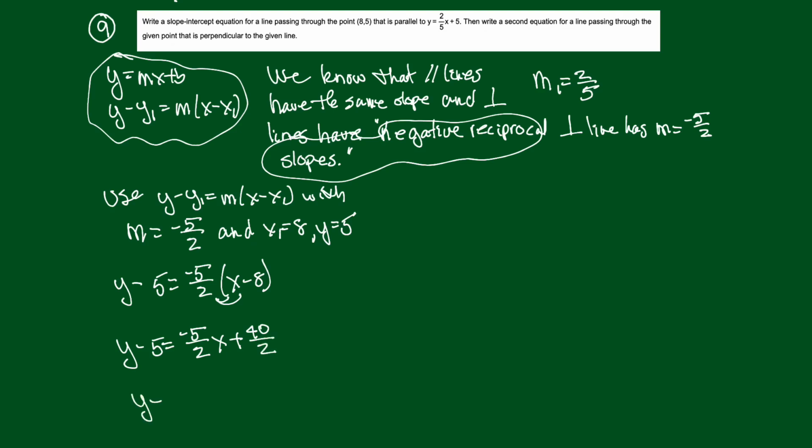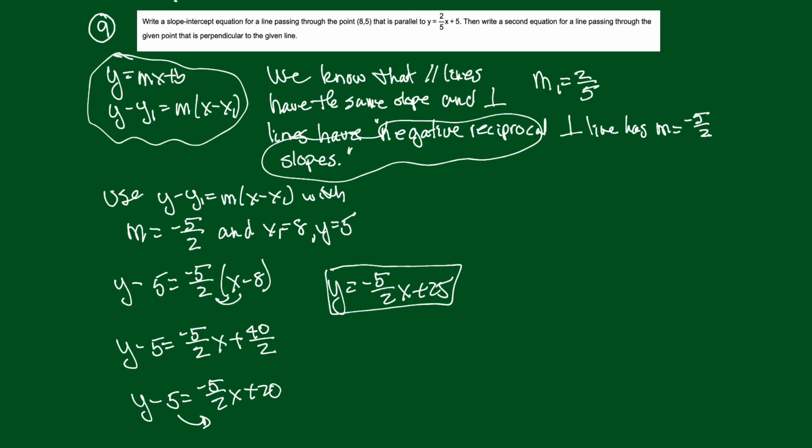We can simplify that. Y minus 5 is equal to negative 5 halves x plus 20. And then one more step. Let's add the 5. So we will get y equals negative 5 halves x plus 25. And this line is perpendicular to the given line.